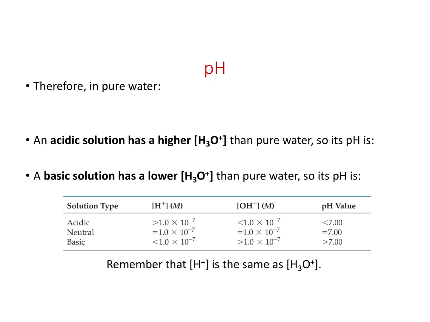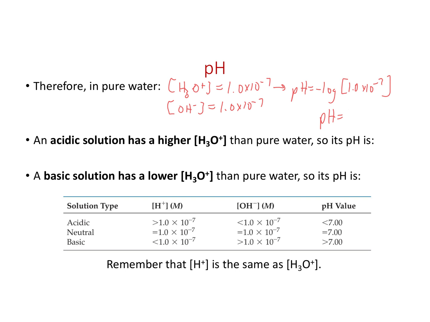So in pure water, we know my hydronium concentration is 1 times 10 to the minus 7, and our hydroxide concentration is also 1 times 10 to the minus 7. We can find the pH based on that. pH equals the negative log of 1 times 10 to the minus 7, and the pH of a neutral solution, a pure water solution, would be 7.00.